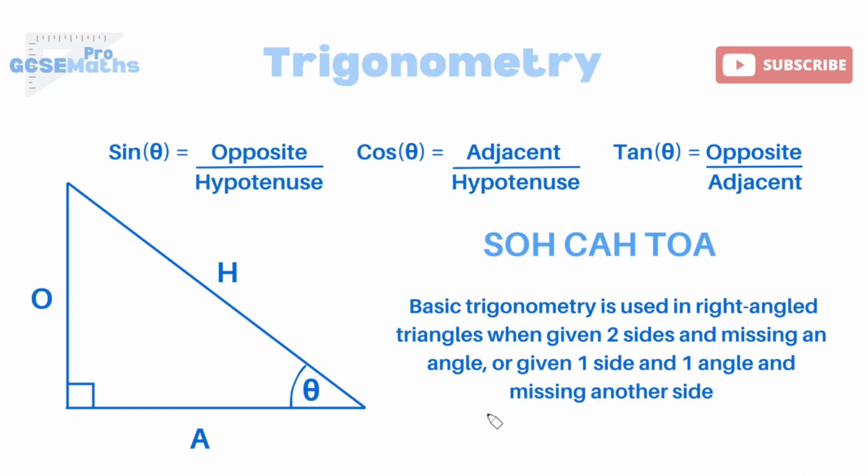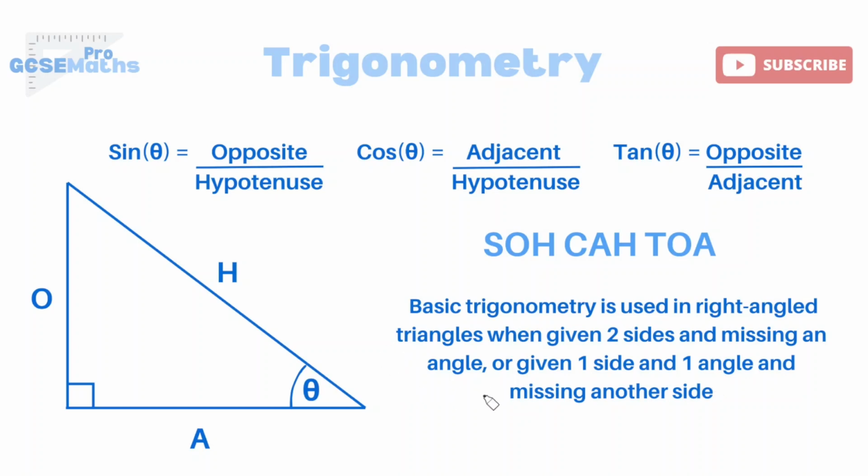which is where we have two sides and we want to find the third one, this one we could be given two sides but we want to find an angle, or we're given a side and an angle and we want to find another side. So we're still working with three pieces of information, but now we're throwing in some angles. That's kind of the difference between Pythagoras and trig.